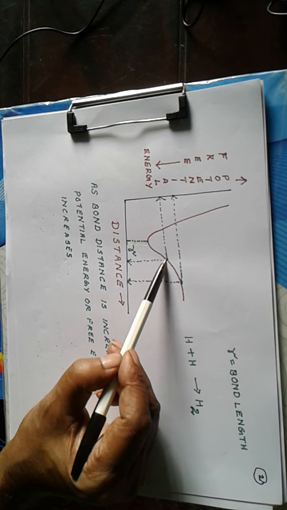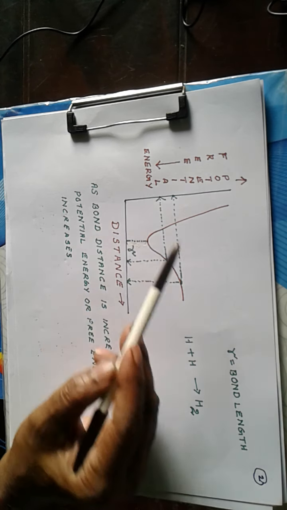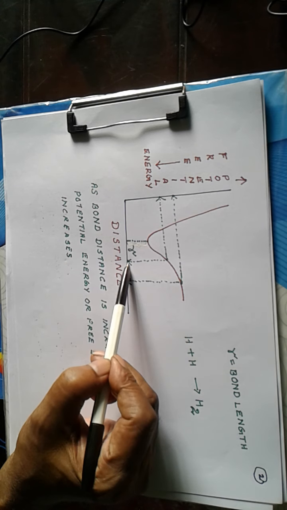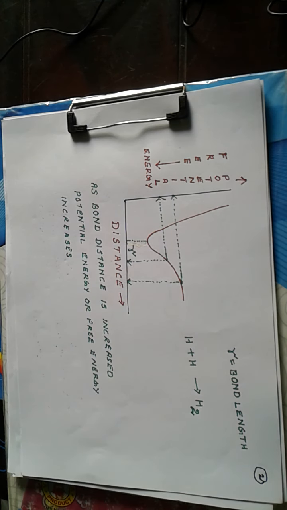At this point on the curve the potential energy is a lower value, and at this point the distance is large, and at this point the distance is small. So as these atoms approach, what happens is that the electron of one atom attracts the nucleus of the other atom, and the nucleus of the other atom attracts the electron of the first atom.